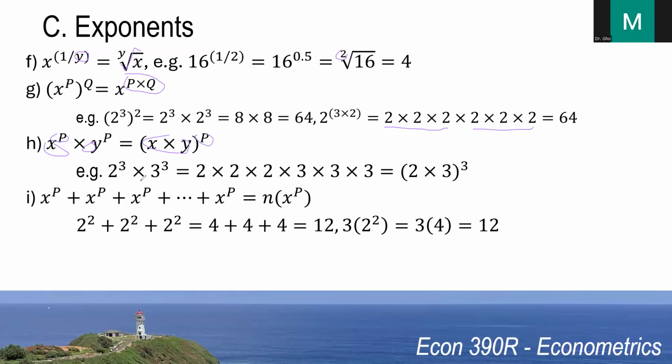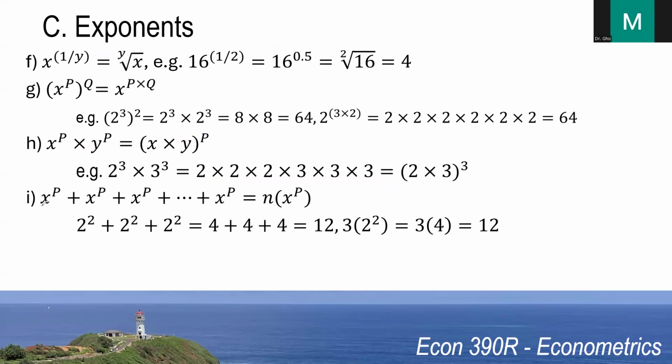For example, 2 cubed times 3 cubed is 2 times 2 times 2 times 3 times 3 times 3. So you can take the product of two of those, multiply it by the product of two more, and mix and match however you want to. It's the same thing as just doing 2 times 3 raised to the same power.